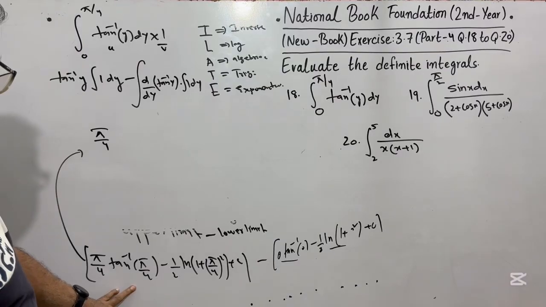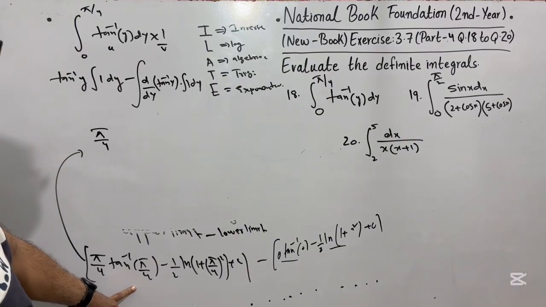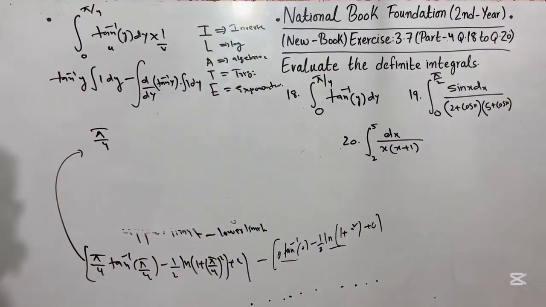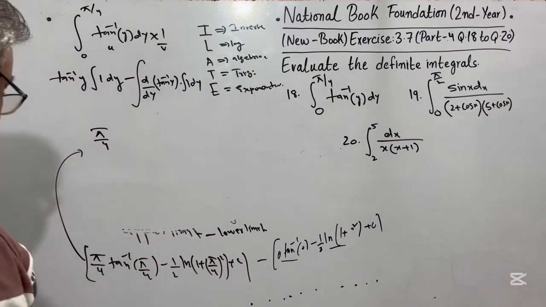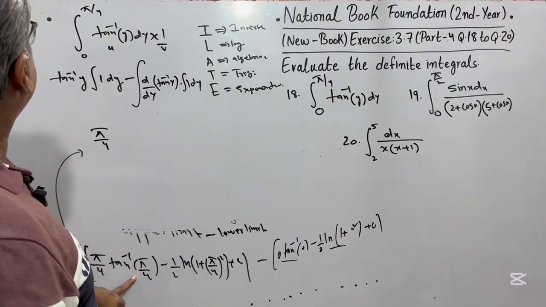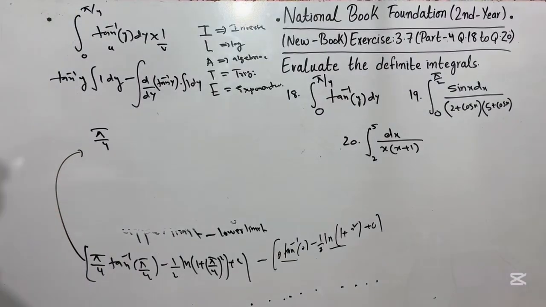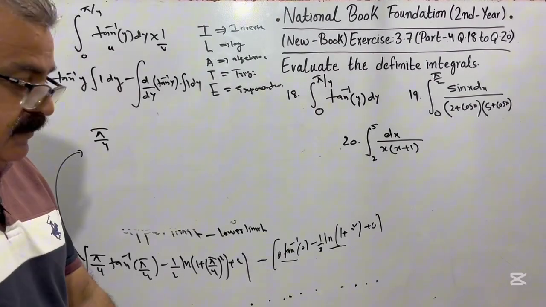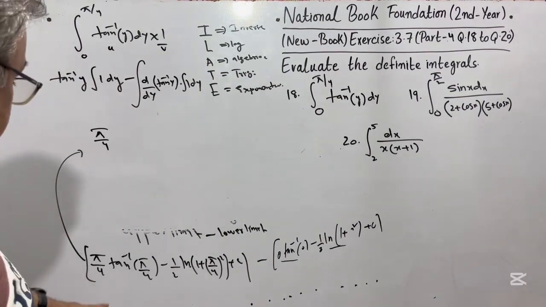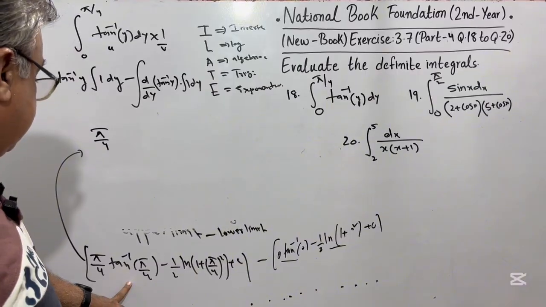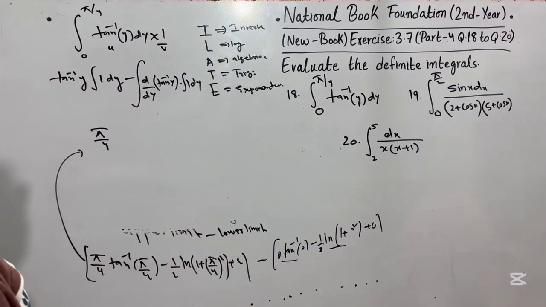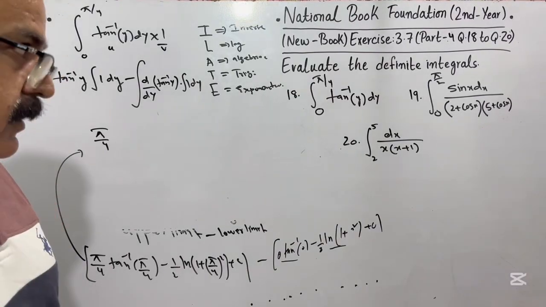Angle 45. Tan pi upon 4 is 1. Let me check the limits in that case. Are the limits good in that question? Pass me the book. Tan of pi upon 4 is 1. What about tan inverse of pi upon 4? Let me check the limits.